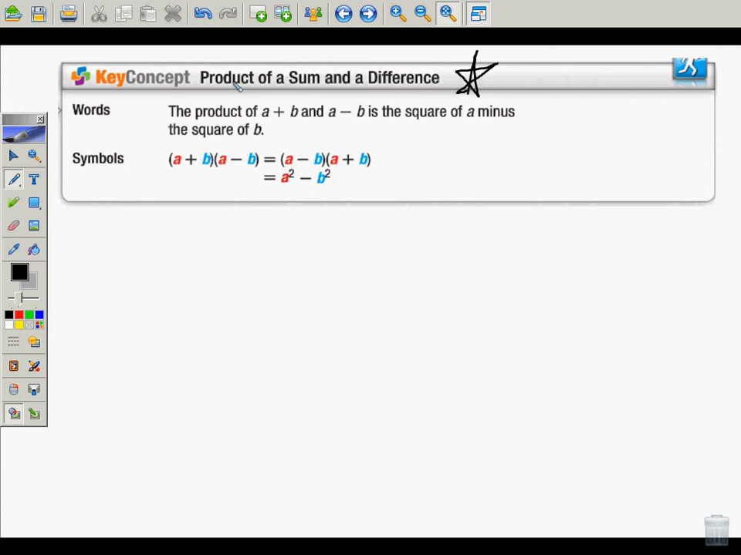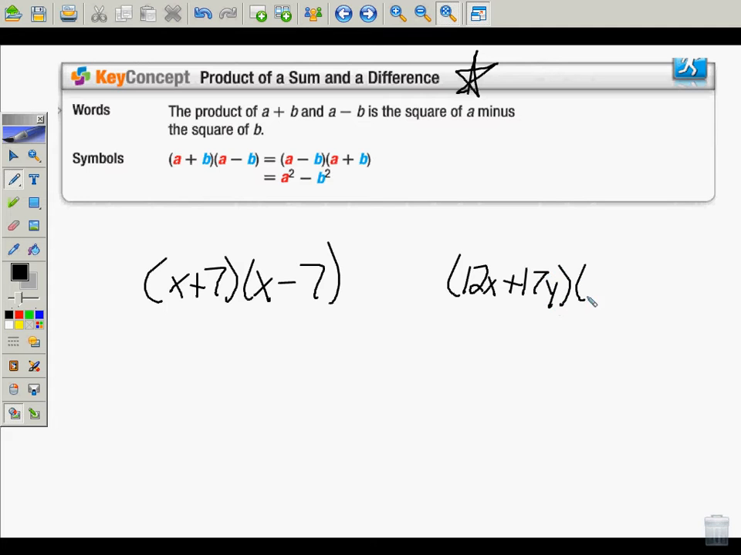This is when you have the product of a sum and a difference. So it's where you'd have something like a plus b times something like a minus b. So an example with things filled in, if you had like x plus 7 times x minus 7, something like that. Or even more complicated, you could have like 12x plus 17y times the quantity of 12x minus 17y.